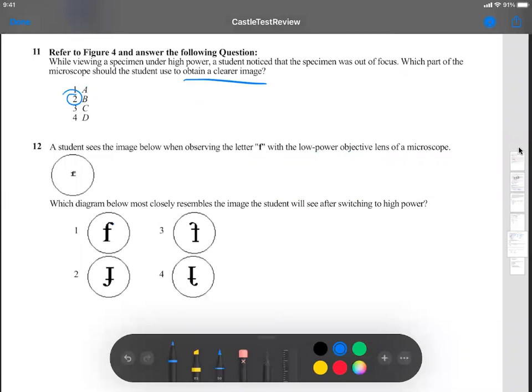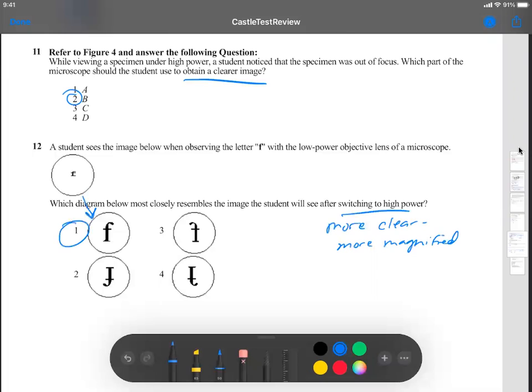All right, can I hear from Selena for this one, please? I chose 1 because it was the same position as the letters shown in the image, just more clear. Yeah, so when you switch to high power, it's going to make it more clear and more magnified. So the correct answer here was number 1, where we just see that F get bigger.